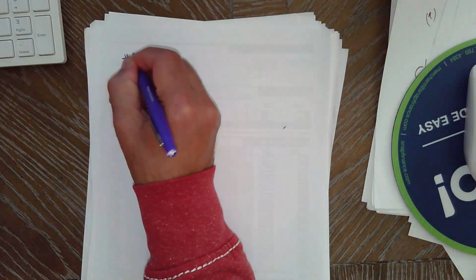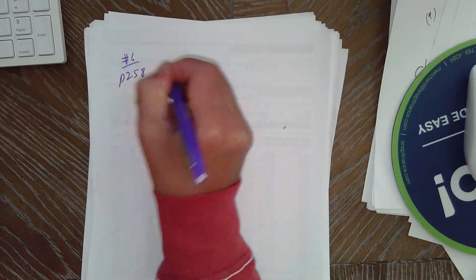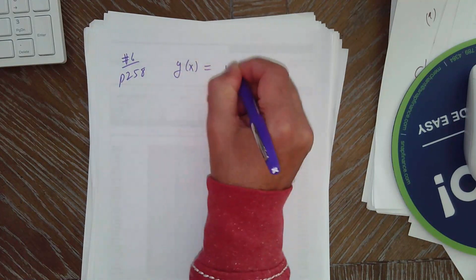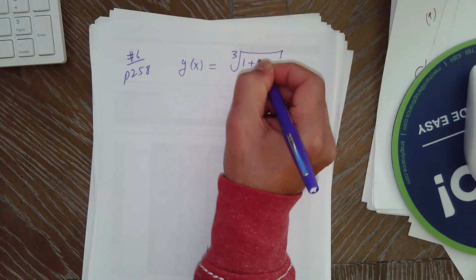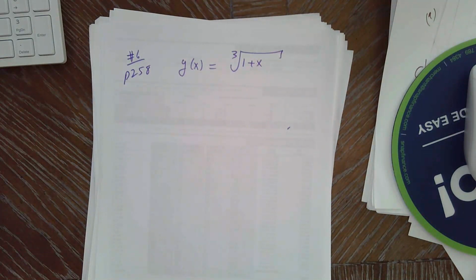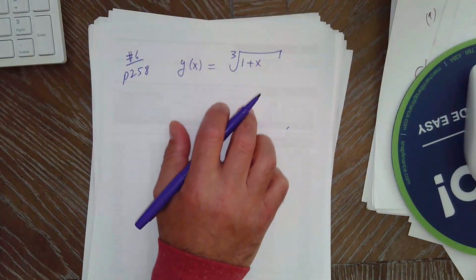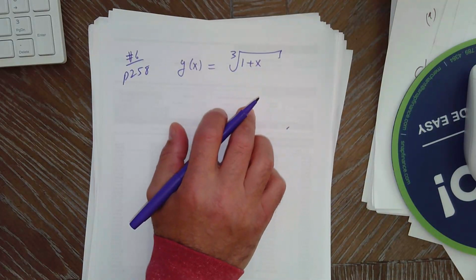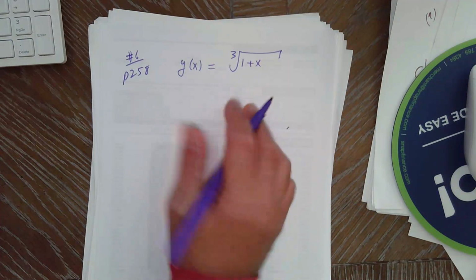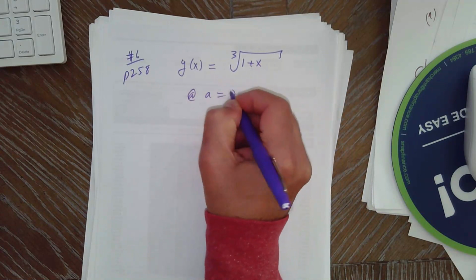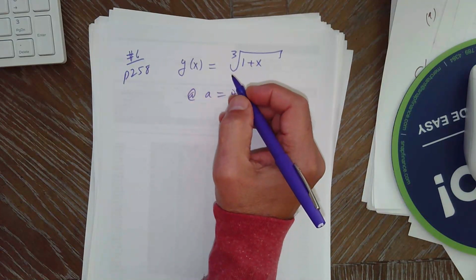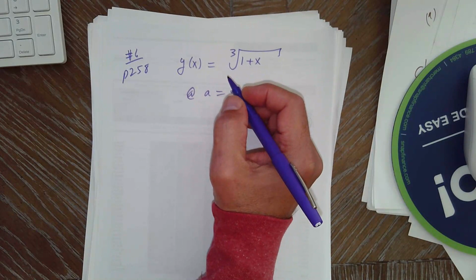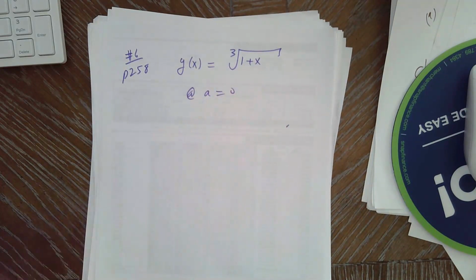Number 6, page 258. We're given g of x equals cube root of 1 plus x. And let's go see what they want. Page 258, number 6. It says find the linear approximation of the function g of x equals cube root of 1 plus x at a equals 0, and use it to approximate the cube root of 0.95 and the cube root of 1.1, and illustrate by graphing g and the tangent line.